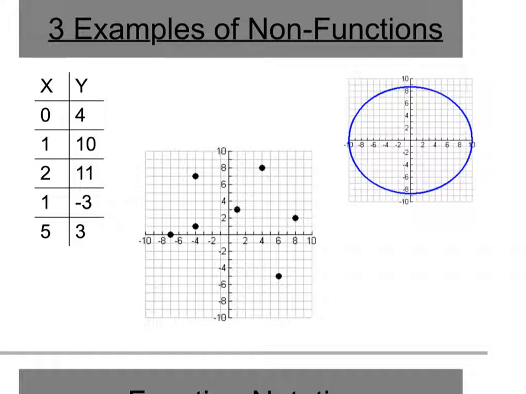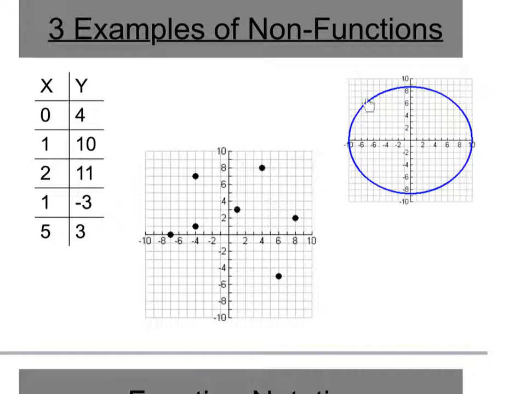Here are examples of non-functions. Why is this table not a function? Oh, because we have two ones and x values repeat. Why isn't this one a function? Oh, we have this point and this point. They are both x values. This point right here is -4, 1, and this point right here is -4, 7. So this is not a function.